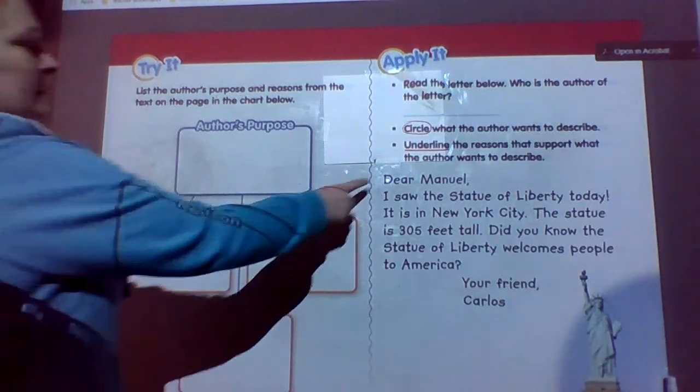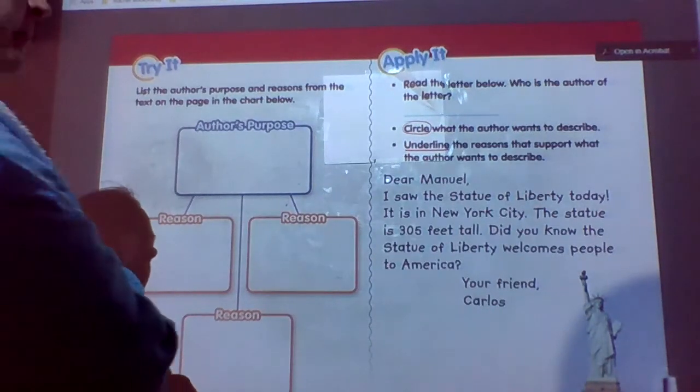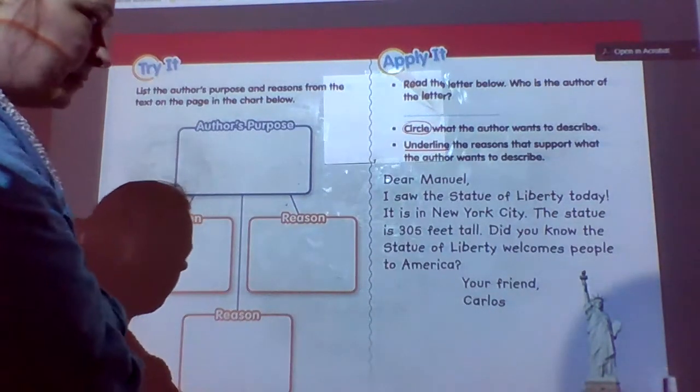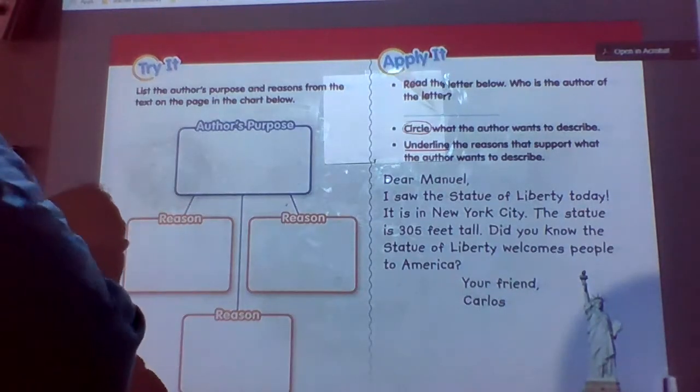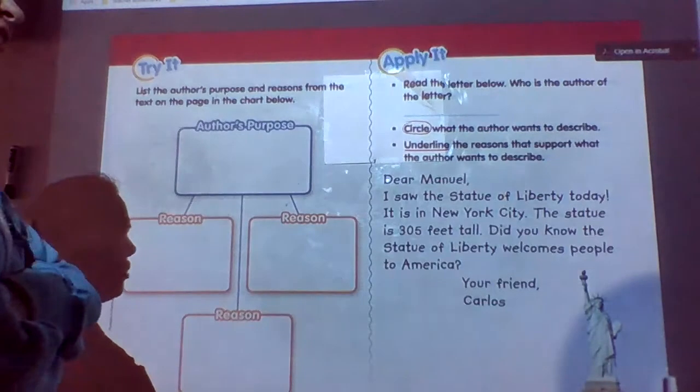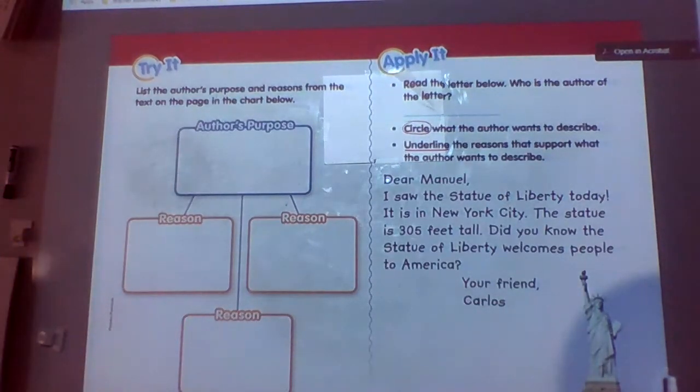So let's read this. Dear Manuel, I saw the Statue of Liberty today. It is in New York City. The statue is 305 feet tall. Did you know the Statue of Liberty welcomes people to America? Your friend Carlos.